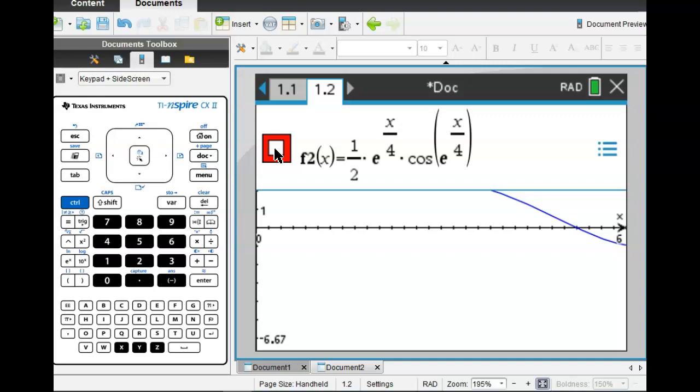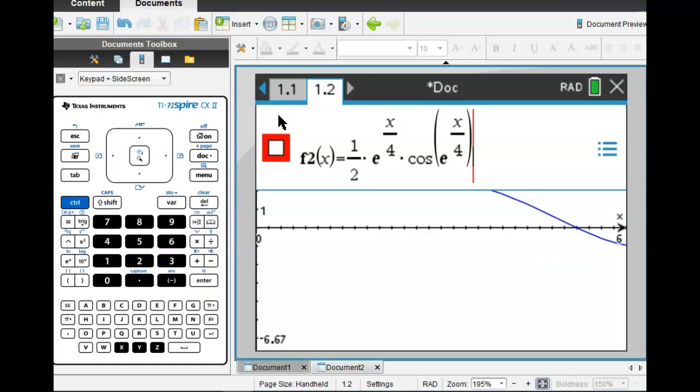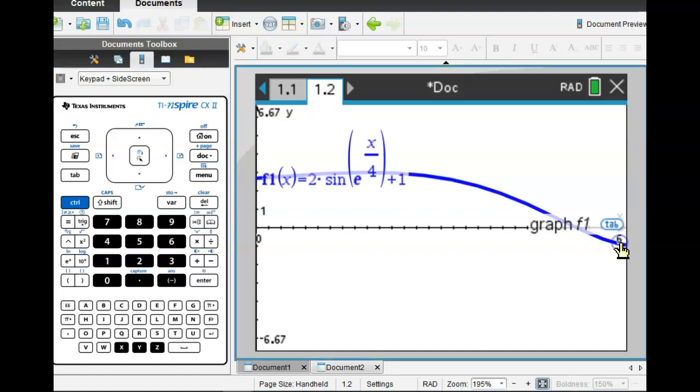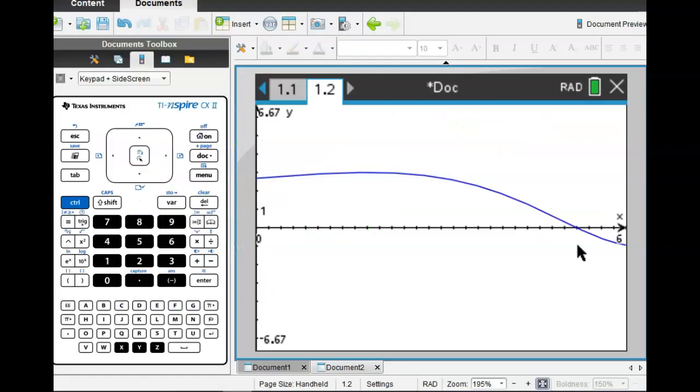Okay. And then it tells me that it only changes direction once. So my velocity is positive, I'm moving to the right, then my velocity is negative, so I'm moving to the left. So right here is where we change direction. Make sense? All right, so I know that velocity v of t is equal to 0. That's what I want, and I need to know when that is.